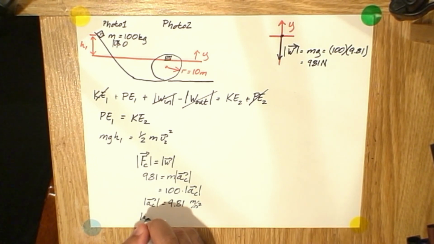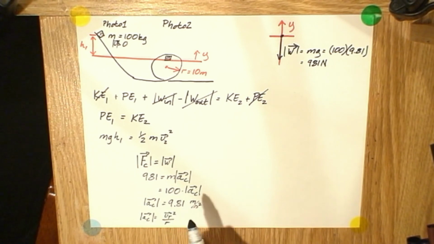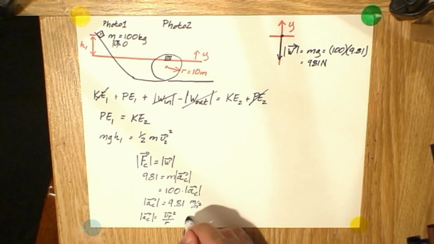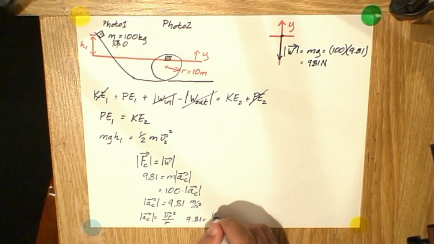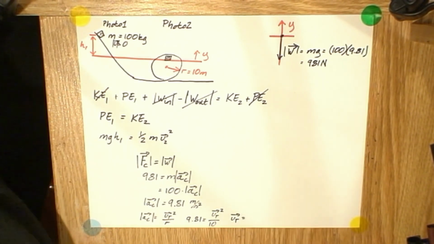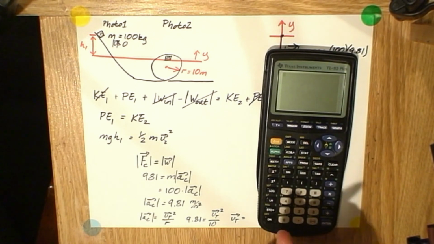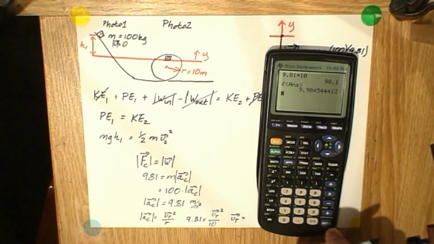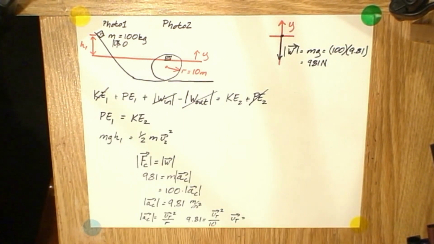But centripetal acceleration is also equal to tangential velocity squared over r. And we have been told what r is. So that means that, let's write it over here, 9.81 is equal to vt squared over r, which is 10. So now it's easy to find what the tangential velocity is. Vt is equal to 9.81 times 10 and then take the square root of that. 9.9 meters per second.